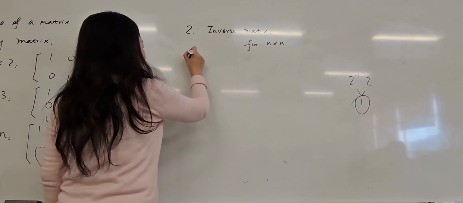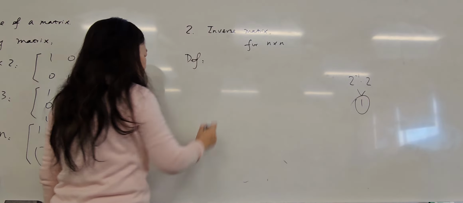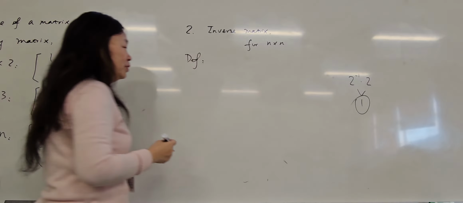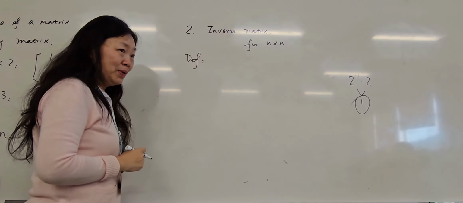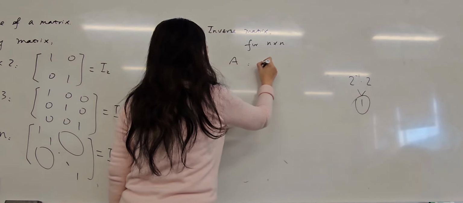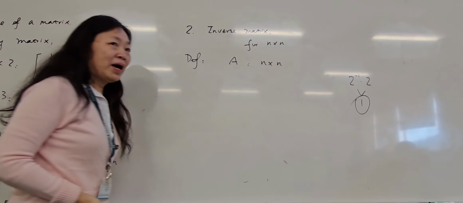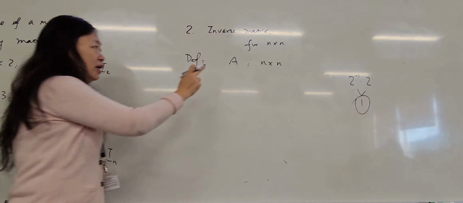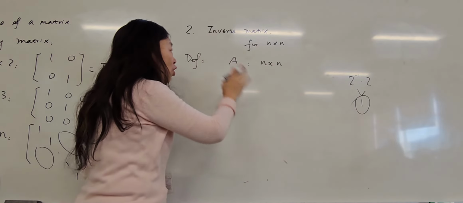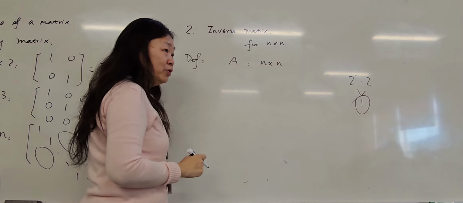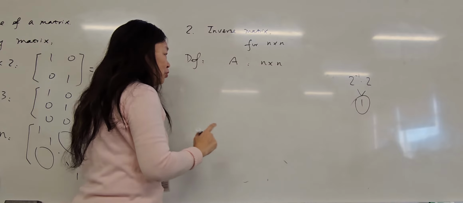Now here's a definition. How do you judge for an inverse matrix? How do you find them? It's not easy to find the inverse matrix actually, okay? So let's say A is a square matrix, A is n by n, okay? Now how do I determine the inverse matrix for this n by n? Well, let me tell you this: not all square matrices have an inverse. Not all square matrices have an inverse.